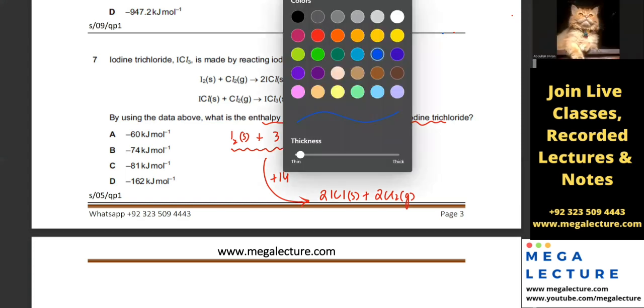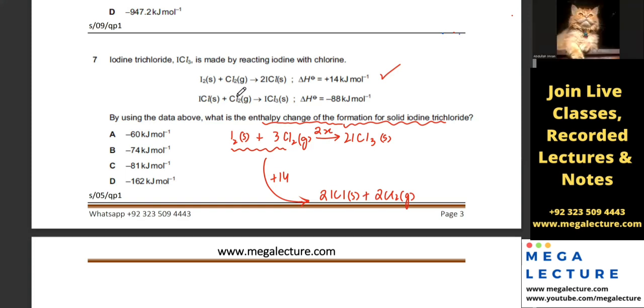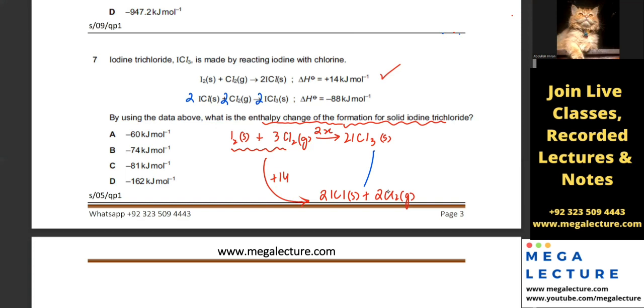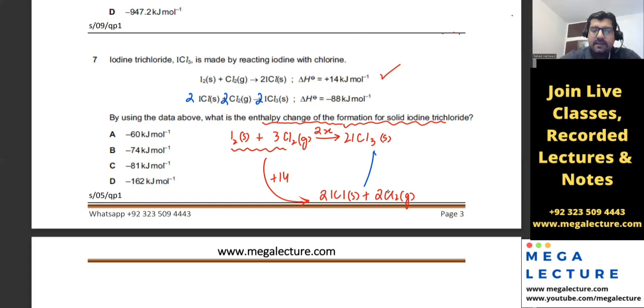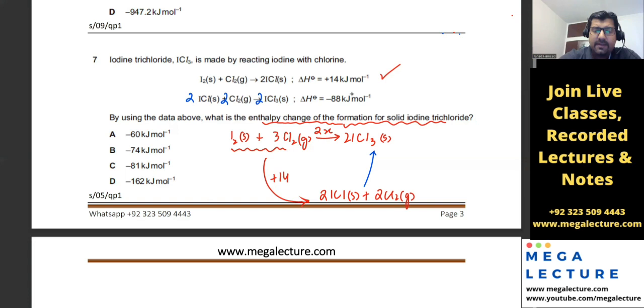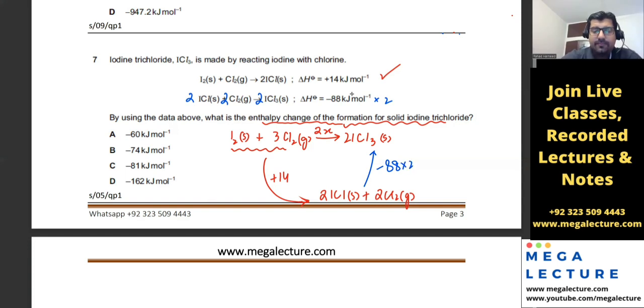Yes, sir. And then you've got the other path, which is the second reaction. ICl reacts with Cl2. In our case, it's 2 ICl reacts with 2 Cl2, so we've actually doubled that. 2 ICl reacts with 2 Cl2s to form 2 ICl3 solid, right? So it's this path. The enthalpy change for that would also be multiplied by 2. It's going to be minus 88, times 2.